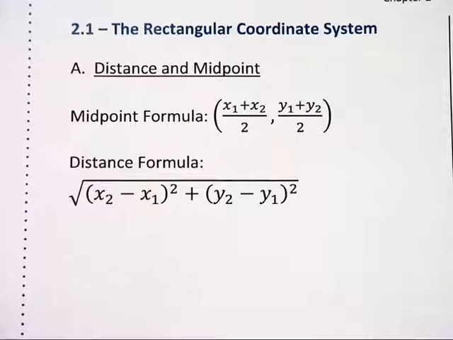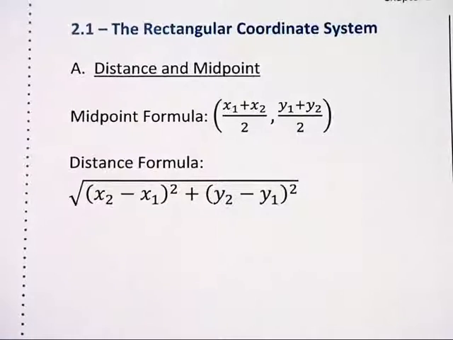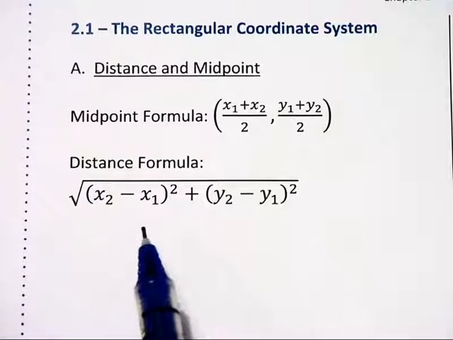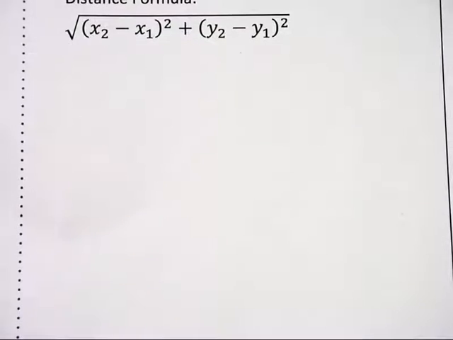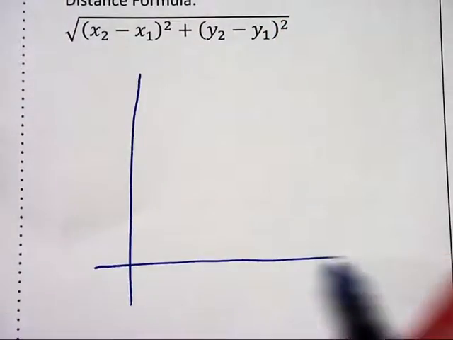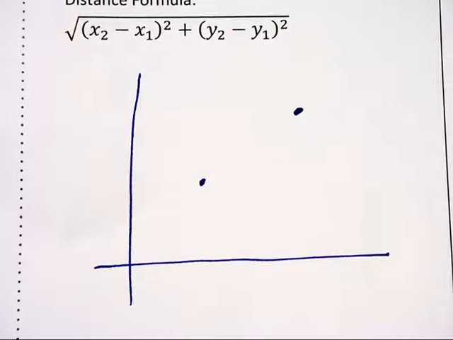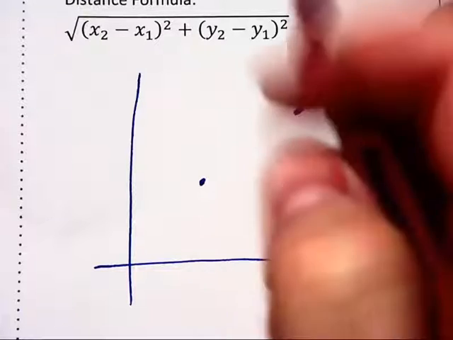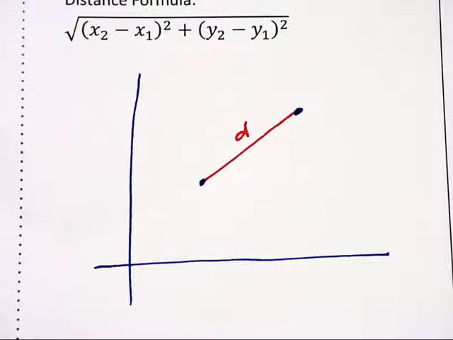I'm sure you're already familiar with the distance and midpoint formulas, so what I want to do in this video is explain where the distance formula comes from and show you how it relates to the Pythagorean theorem. Let's pretend we have a graph of the first quadrant here, and we have 2 points, which I'm arbitrarily going to place in the first quadrant, that we want to find the distance between. Basically, we want this distance between these 2 points, which I will label with D.